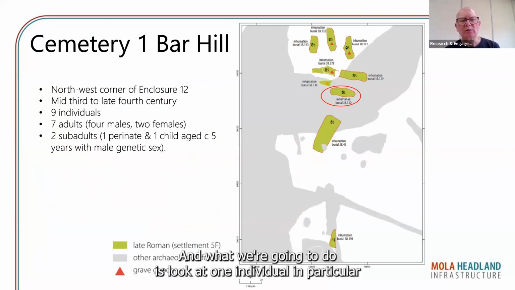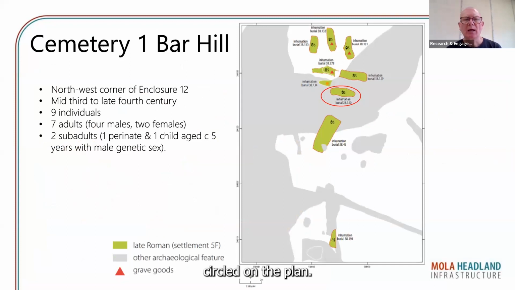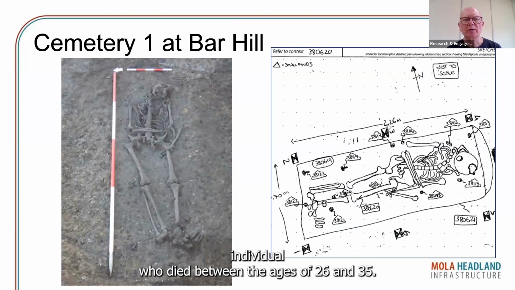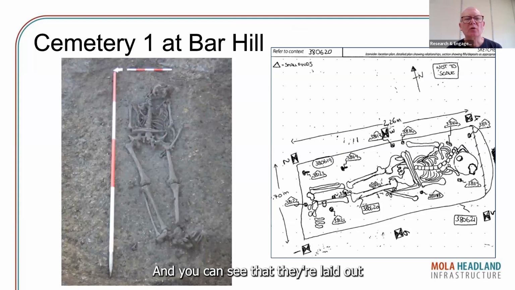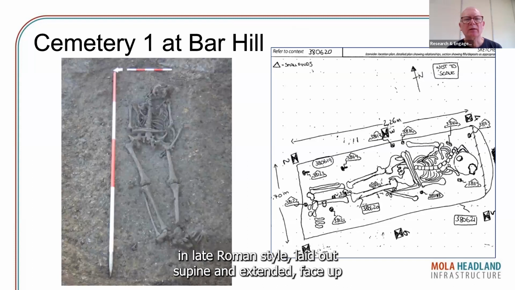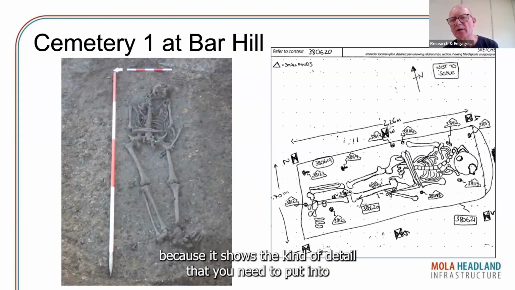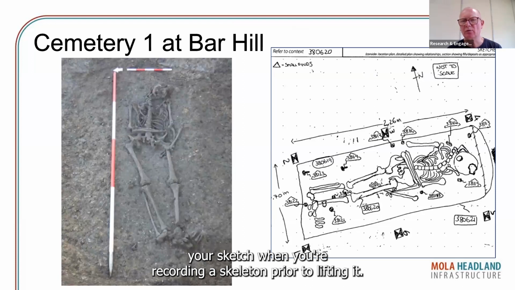And what we're going to do is look at one individual in particular. So I've circled on the plan. And here they are. So a male individual who died between the ages of 26 and 35. And you can see that they're laid out in late Roman style, laid out supine and extended face up. And I've just included the drawing by the archaeologist there because it shows the kind of detail that you need to put into your sketch when you're recording a skeleton prior to lifting it.